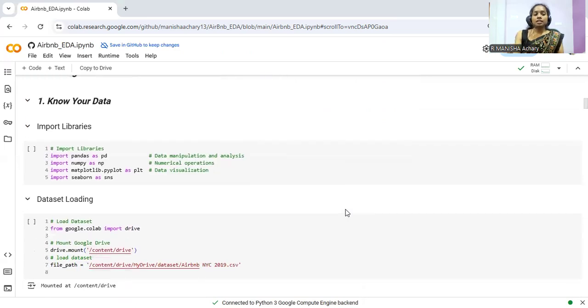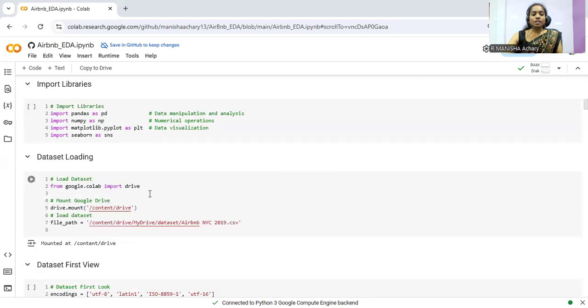First, I have imported all the necessary libraries for this project in one section. I have imported the pandas library for data manipulation and analysis, NumPy for numerical operations, Matplotlib for data visualization, and Seaborn also for data visualization. Then I did dataset loading. I have the dataset in my drive, so I imported that dataset through the drive.mount function.